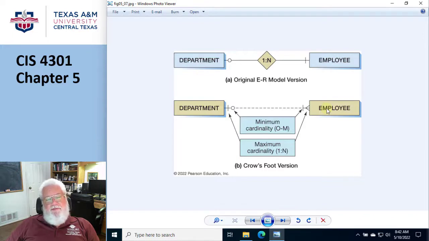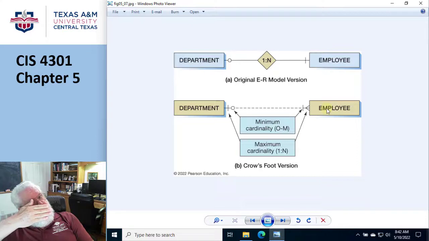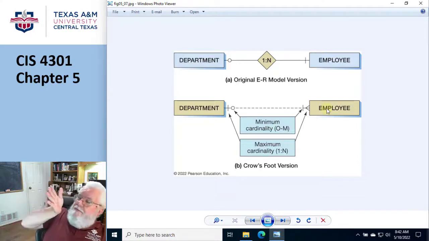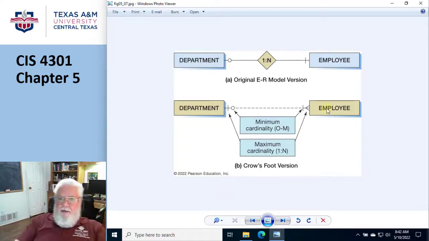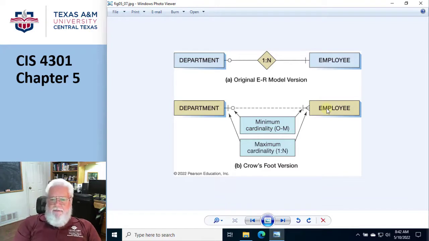If I was doing this in a face-to-face course, I'd walk up to the board and I'd say, okay, facing this way, you read it this way. And then I'd walk over and say, okay, facing it that way, you read it this way. I can't do that here, but nevertheless, it's the far one, okay? That's the way I remember it. A department must have an employee, the far one. An employee may have a department, that's the far one. Okay, good. So reading left to right or right to left, just something you need to learn.